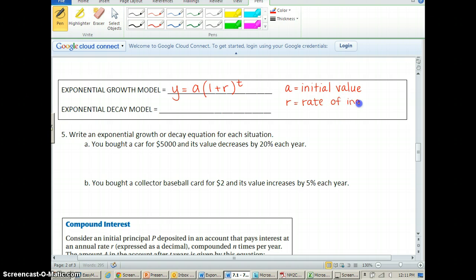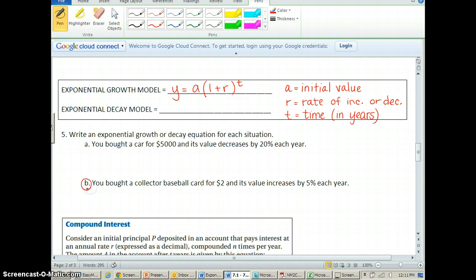Now, r is going to be your rate of increase or decrease. It's going to be different whether we're talking about growth or decay. And then t is always going to be your time in years. And that's really important because the model doesn't work if it's not in years. If they give it to you in months, you have to convert that to figure out how many years that would be.